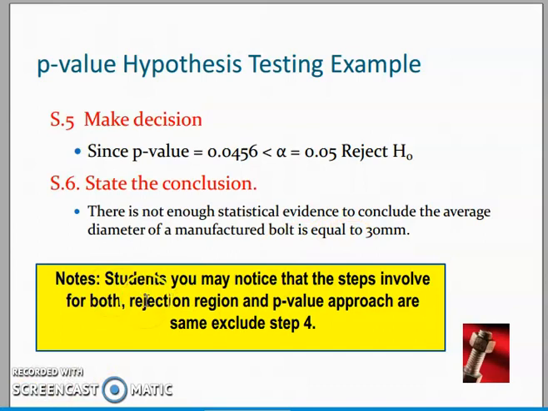So using the rejection region approach and the p-value approach will arrive at the same decision, but the difference is in step 4. In step 4, in the rejection region approach, we need to find the critical value, but in the p-value approach, we need to find the p-value. And in making the decision in this approach, we need to compare the p-value with alpha. If it is less, then reject H null. If it is greater than or equal to alpha, then do not reject H null.